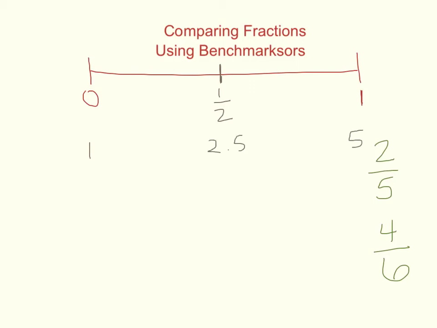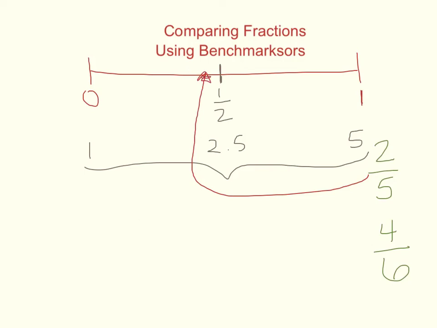And then this would be 5 over here. So we've got 1, 2.5, and then 5. This makes 5 on our number line. So we know that 2/5 is less than 2.5. So our 2/5 is going to fall about right here on the number line. A little less than 2.5.